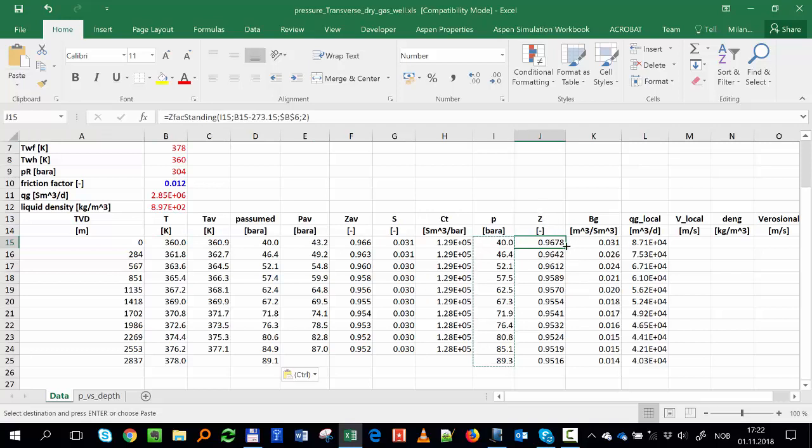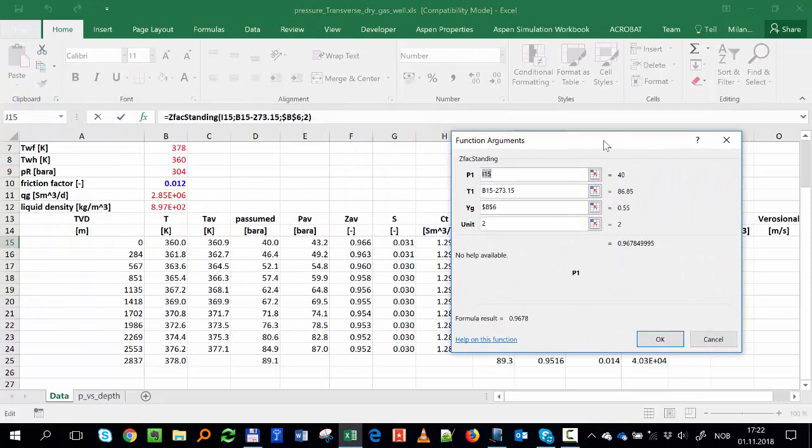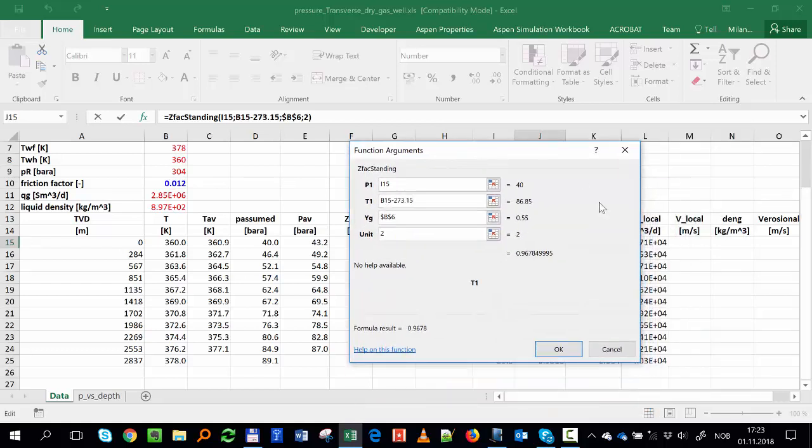Now I have set, and I have P and T, so I have everything I need to calculate BG. But here we have to be careful. Remember that the pressure has to be in bar, that's fine. But the temperature had to be input in Celsius, and here we have been working in Kelvin. So I have to subtract 273.15. This one should be blocked, 0.55. And the unit system is metric.